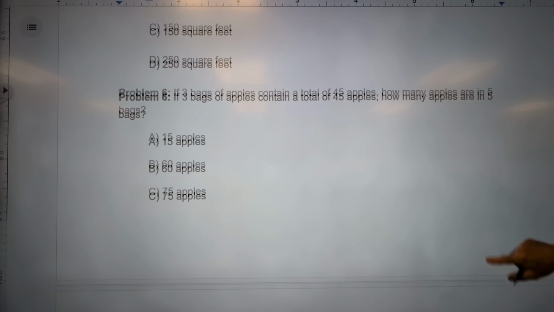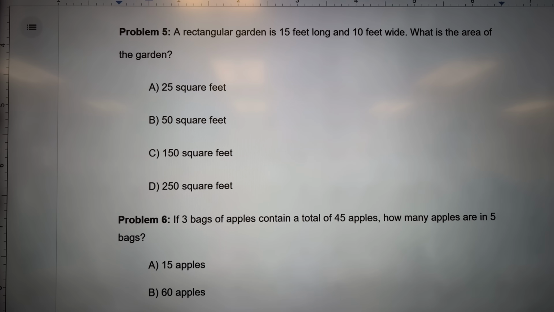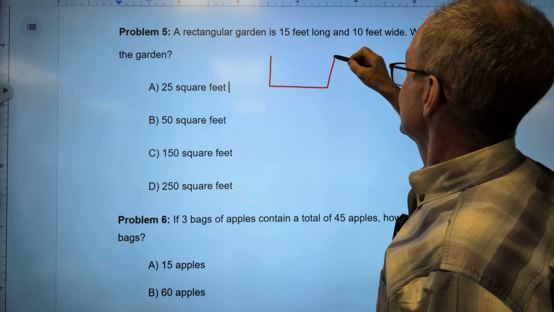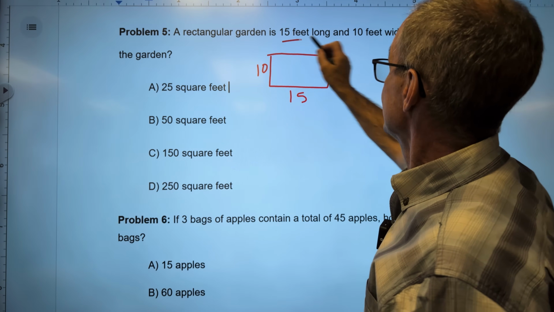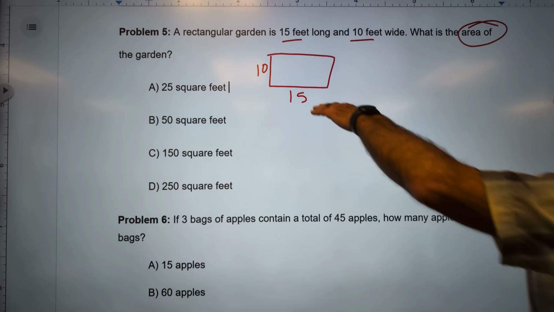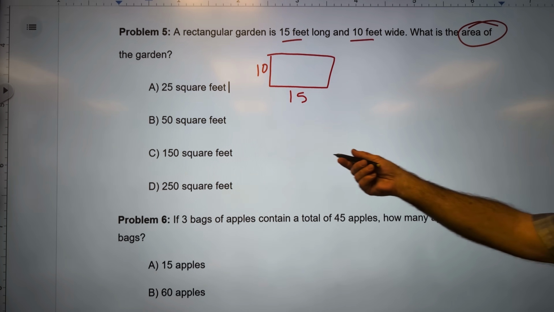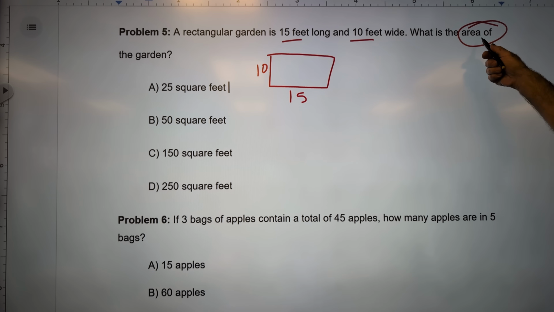Number 5, a rectangular garden is 15 feet long and 10 feet wide. What is the area? This is a key word, right? I could add up this plus that plus that plus that. That's going to give me the perimeter, probably one of the answers up here. It's not asking me for that. It is asking me for the area.